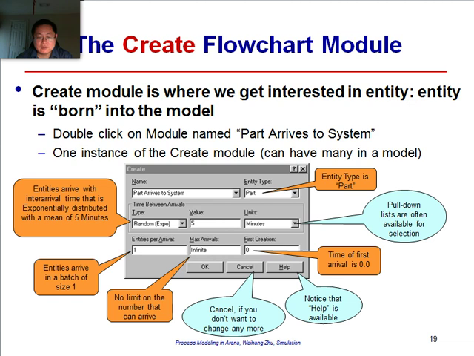Here we can see the inter-arrival time is defined with an exponential distribution with parameter value of 5 minutes. Parts are defined to arrive one by one. There is no limit on the number of possible parts. The time of the first arrival is 0.